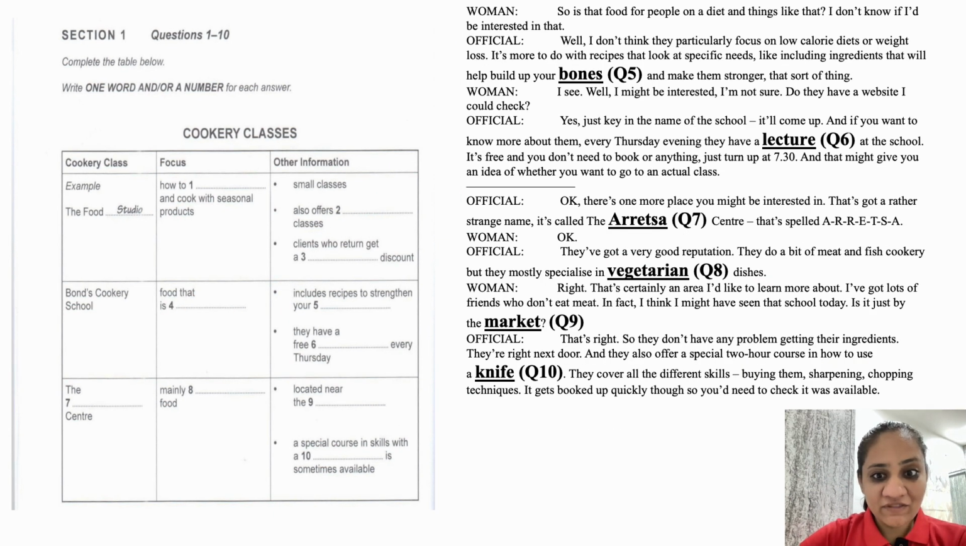In the continuation of this audio script, let's look at Bond's Cookery School. We get the answer of the fourth number. Now we're talking about the fifth and the sixth for Bond's Cookery School. What is the audio script over here? So that is food for people on a diet and things like that.